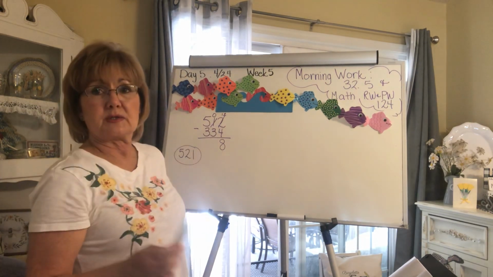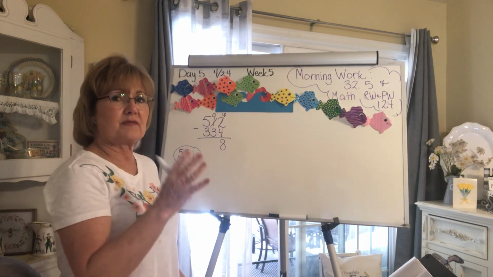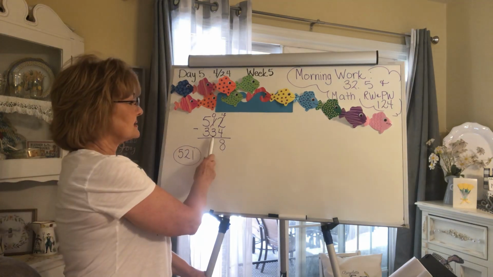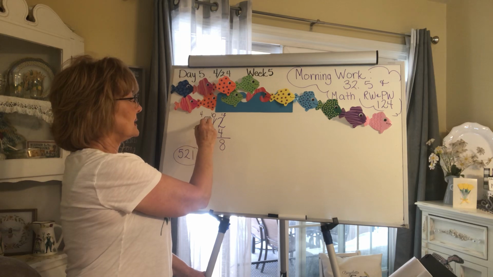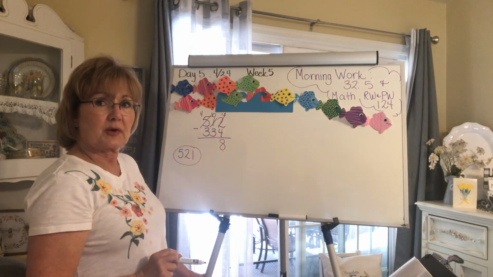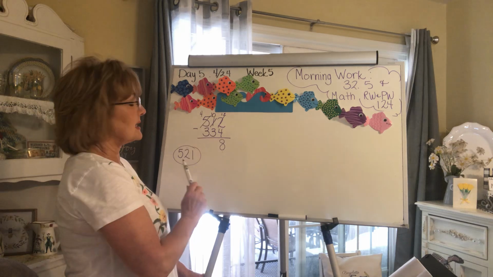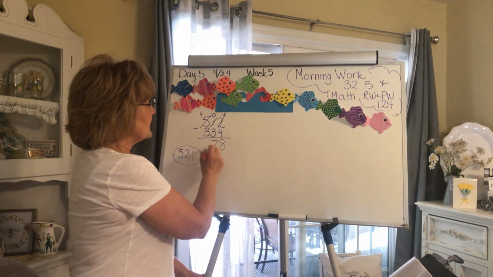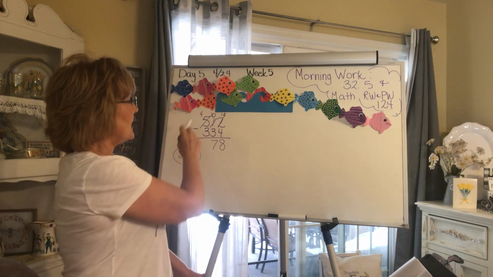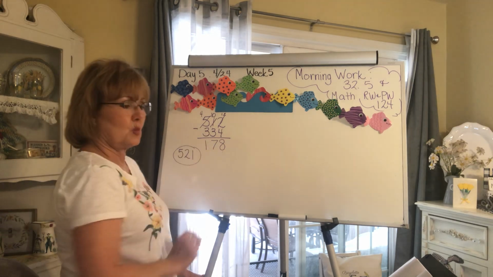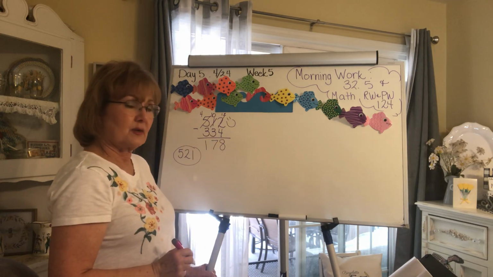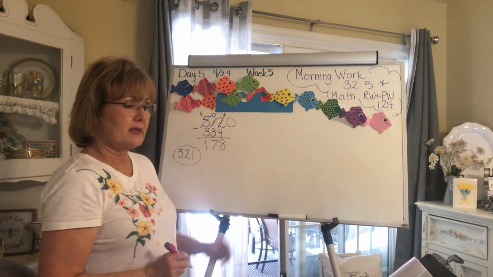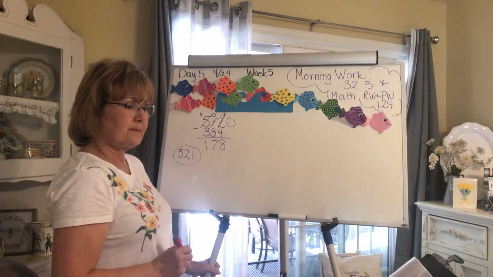0 take away 3. Don't be tempted to say 3. You can't flip it over because 3 is more than 0. So you have to go to the hundreds place and put that you borrowed in front of the 0. 10 take away 3 is 7. 7, 8, 9, 10. And 4 take away 3 is 1. So your first answer is 178, okay? So go ahead and do the rest of them.